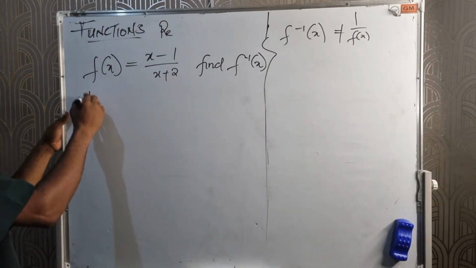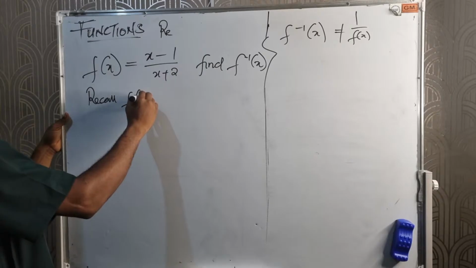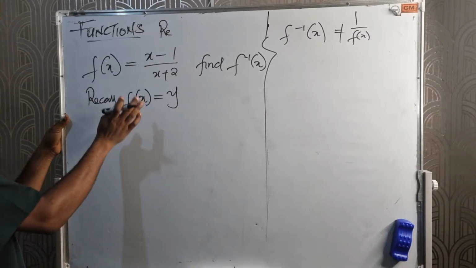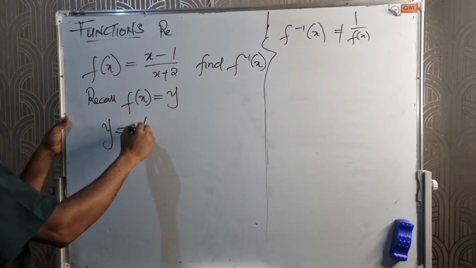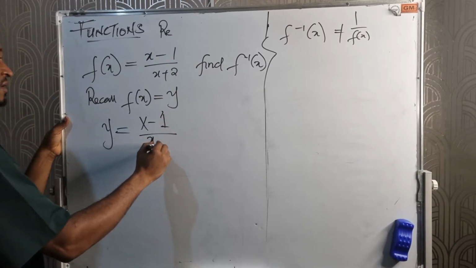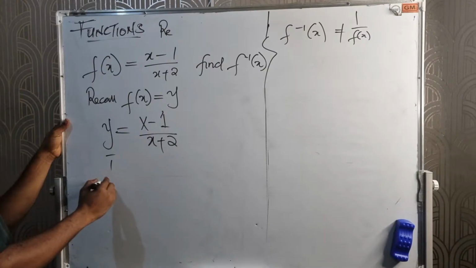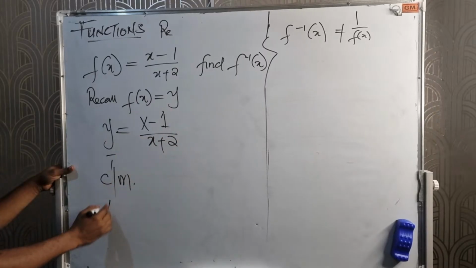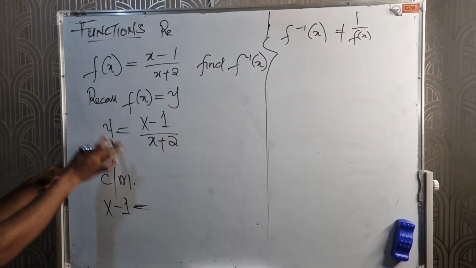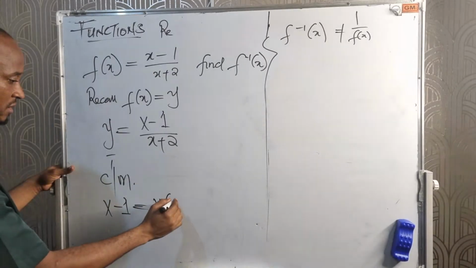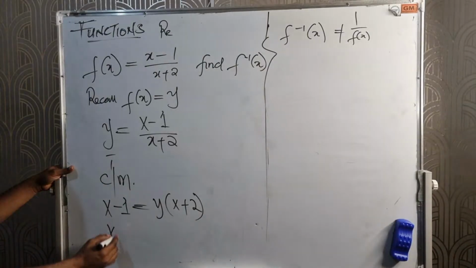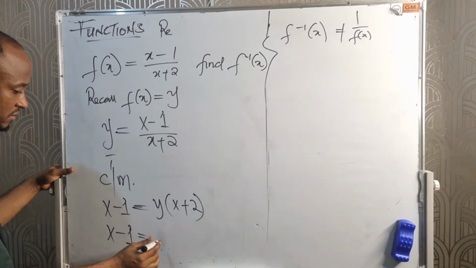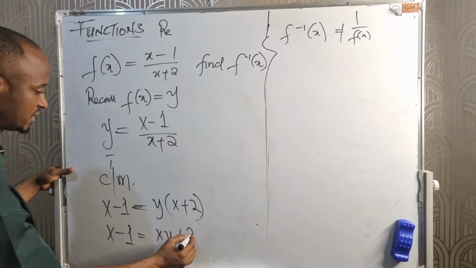So what we do here is to recall that f of x is equal to y. So we have to replace this with y. It becomes y equals x minus 1 divided by x plus 2. So the next step is to cross multiply, right? We cross multiply. That will give us x minus 1 times 1 is x minus 1, equals y times x plus 2. We're going to expand this. Y times x is xy. Y times 2 is 2y.